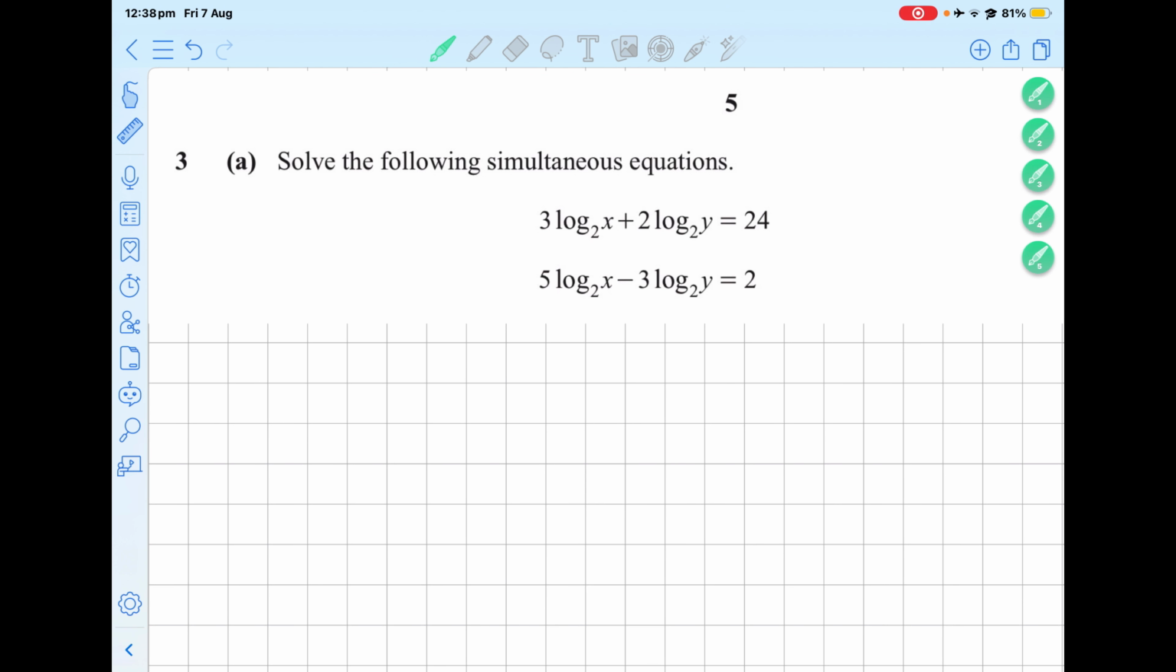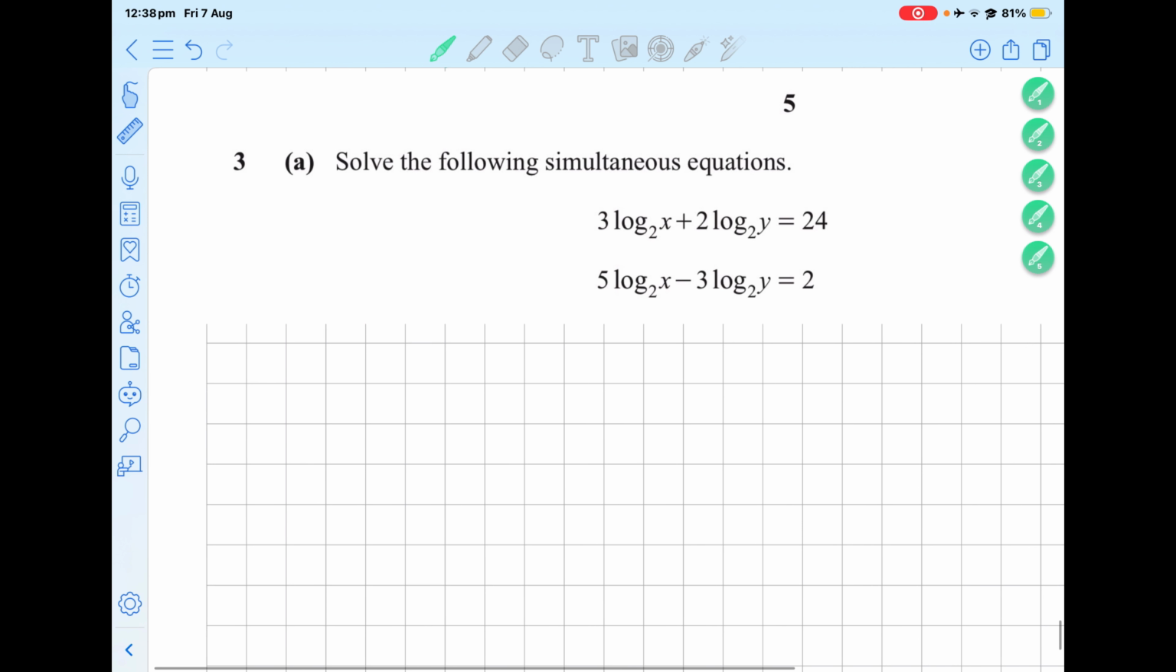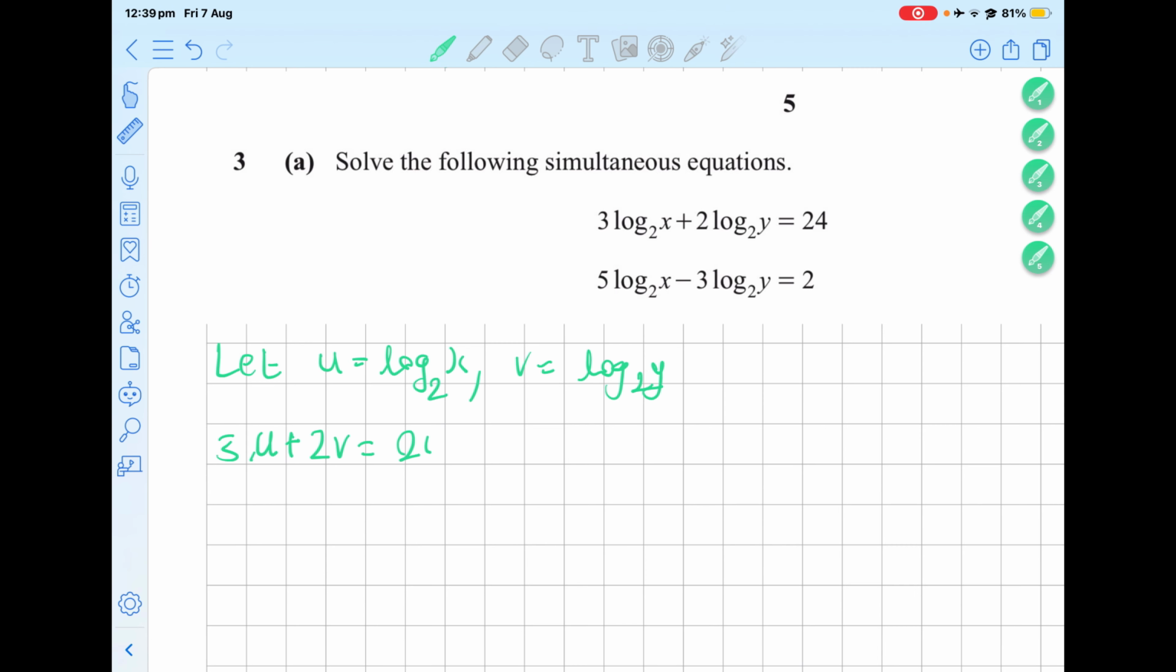Okay, so for these simultaneous equations, I could let u be log 2 of x and v be log 2 of y. So I could say that 3u plus 2v is the same thing as 24, and 5u minus 3v is the same thing as 2. So I have these two simultaneous equations.